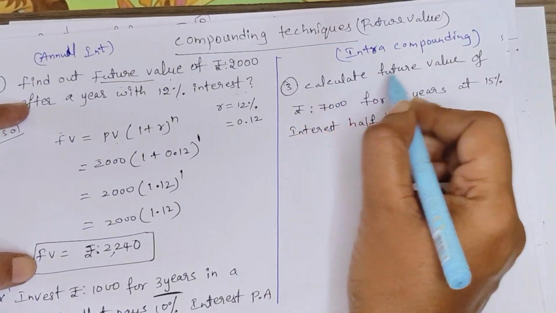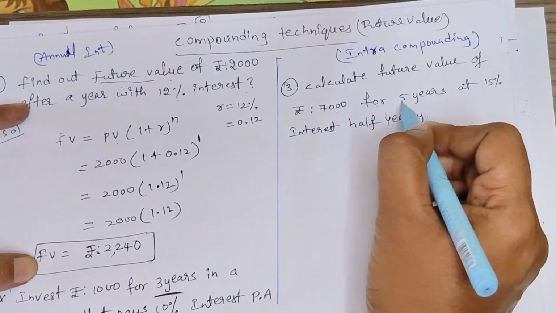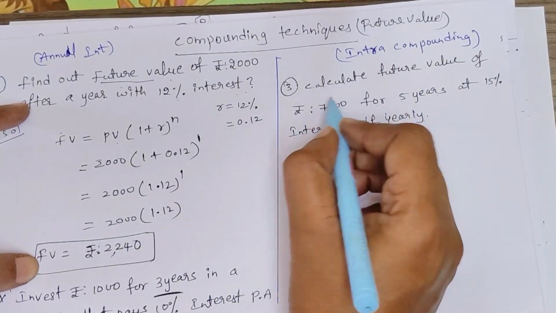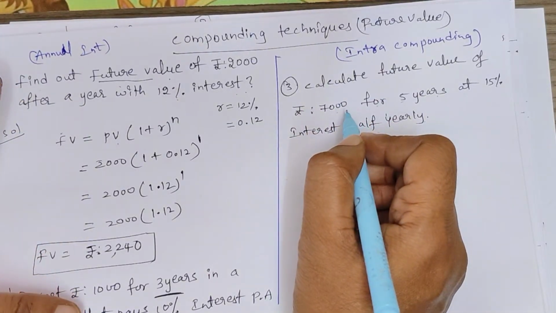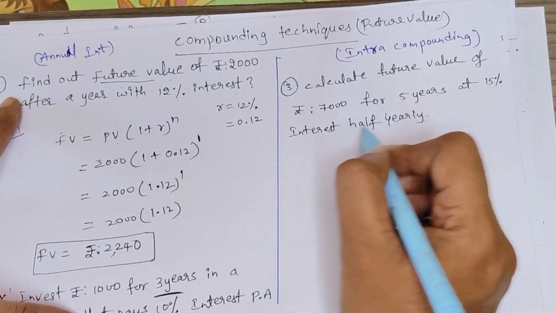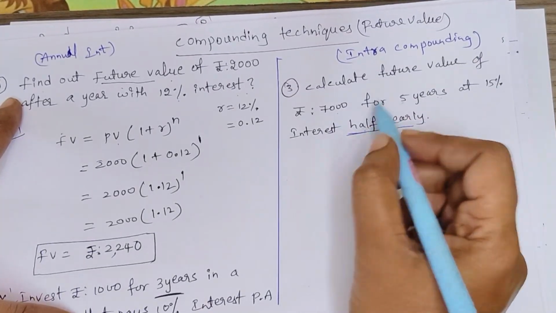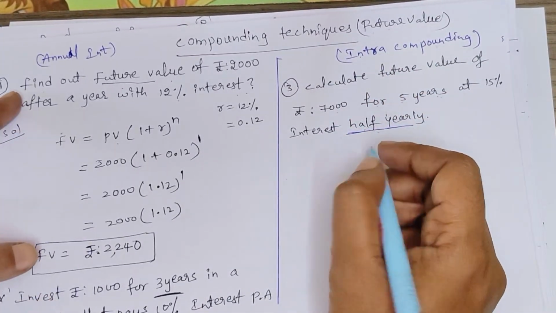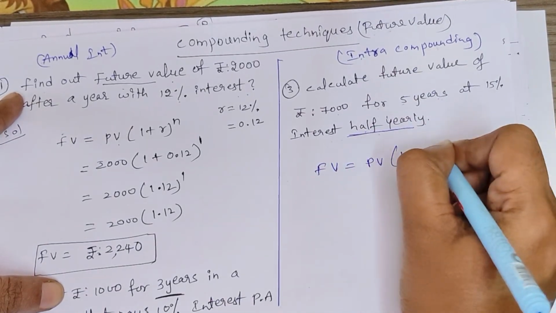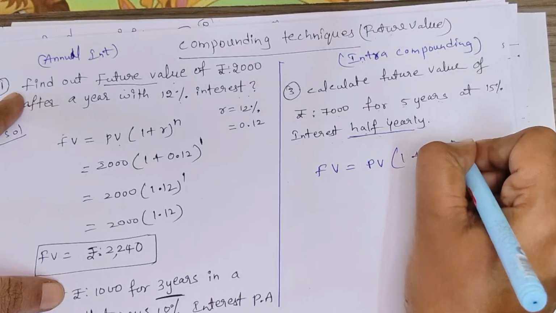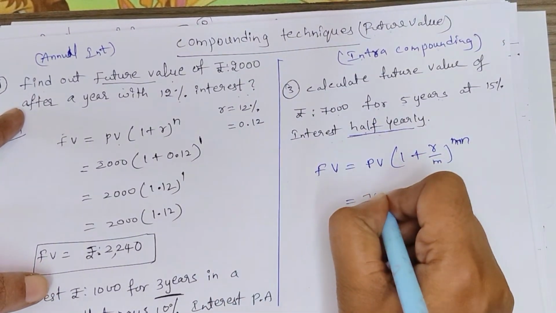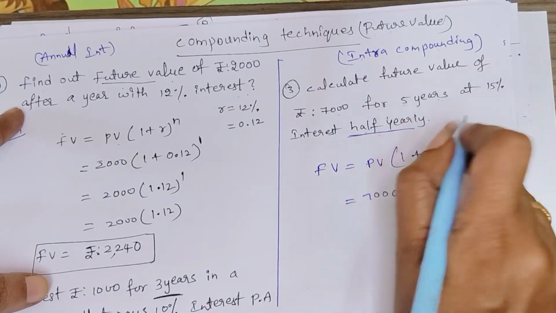Third question: calculate the future value of 7,000 for 5 years at 15% interest half yearly. So here we are investing 7,000 rupees, a single cash flow, for 5 years. And 15% interest half yearly. Here, half yearly interest means intra compounding, so the formula will be changed. What is the formula? Future value is equals to present value into 1 plus R divided by M to the power of Mn. So here present value is 7,000, and 1 plus R, the rate of interest.